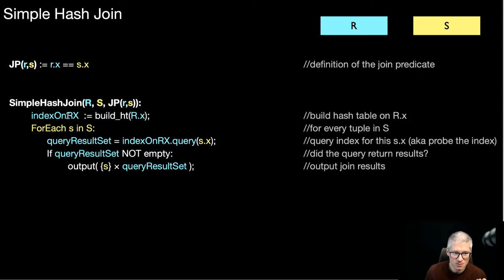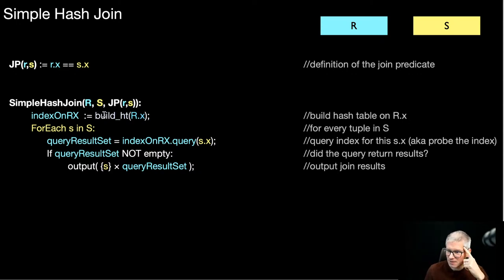So the first thing you do is you don't look up the catalog whether there's an index, but basically you build a hash table on attribute r.x. So that's the key you use in the hash table. So you have a mapping from that key to the tuples in R having that key. And then you run a very similar algorithm. You say, okay, for each s, small s in capital S, you query that specific index.